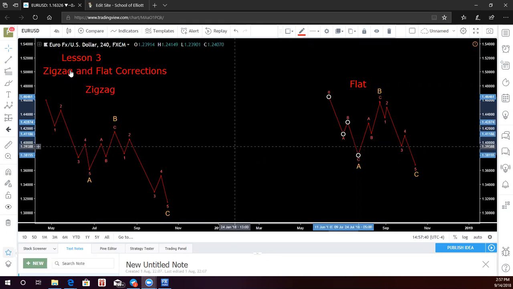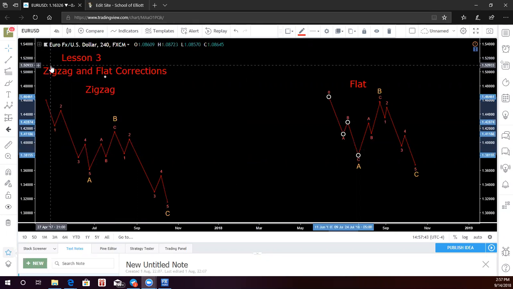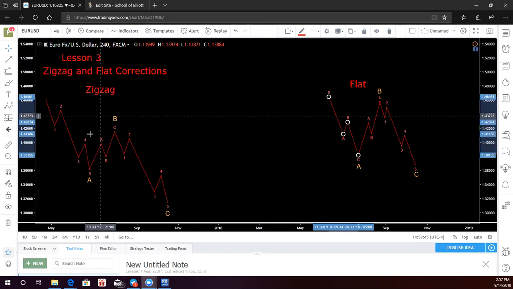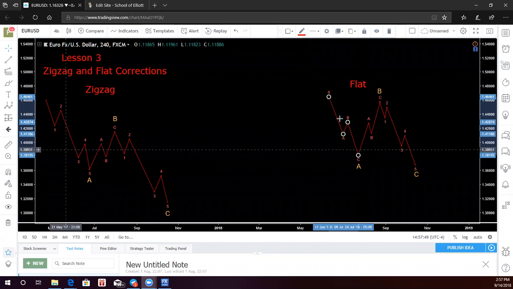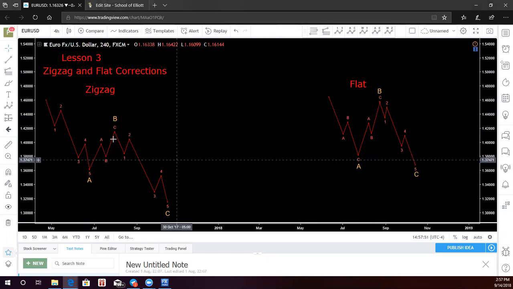Today we're going to be talking about the most basic corrective waves, zigzag and flat corrections. All right, so here you see on the screen, I already have two figures. One's a zigzag, one is a flat. So what is the difference between a zigzag and a flat?